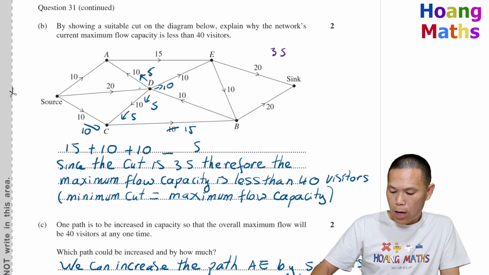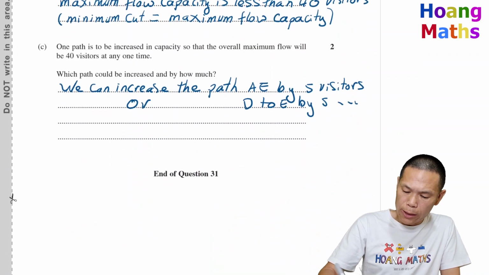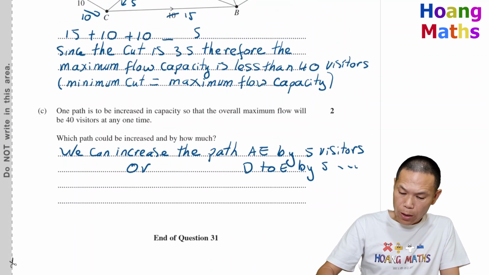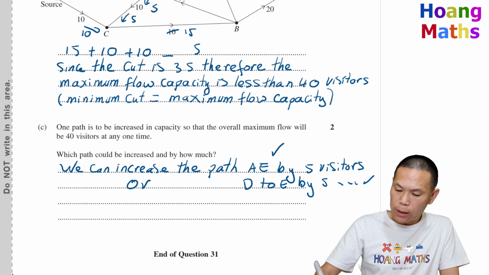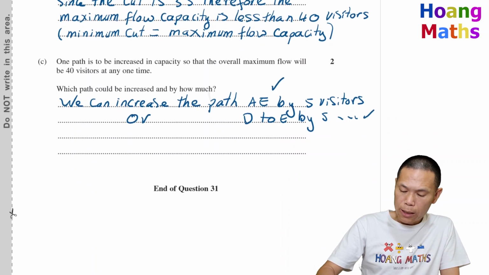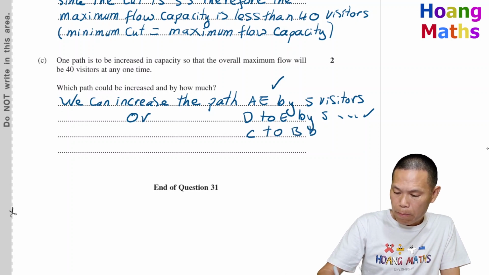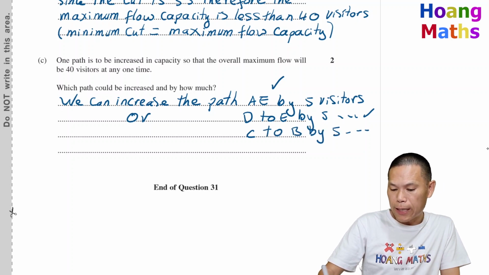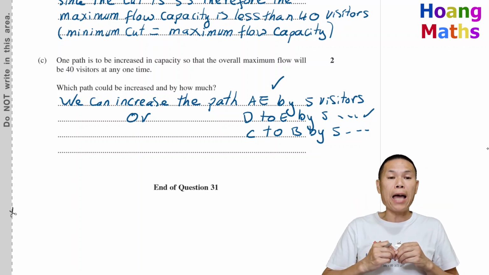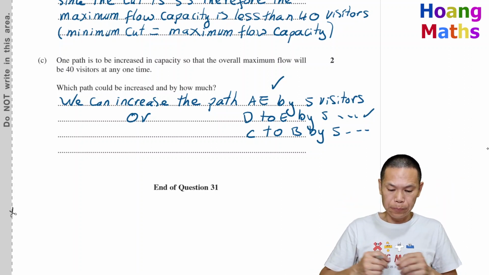So that still works. So we can also increase, instead of this part or this, we can also increase CB. Or we just write C to B by 5 visitors. Okay, so any of these paths will give you the answer.